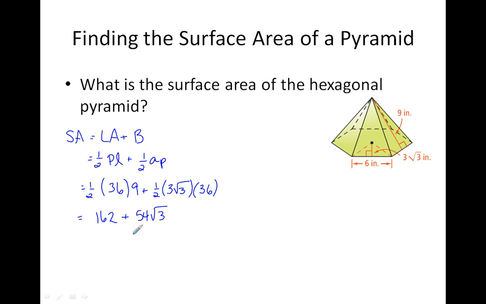Put this into our calculator, and again, to make sure that the calculator knows what we're doing, we're going to do 54 times the square root of 3, find out what that number is, and then add to it 162. If we round to the nearest hundredth, we get 255.53. Our unit is inches, so our answer is in inches squared.